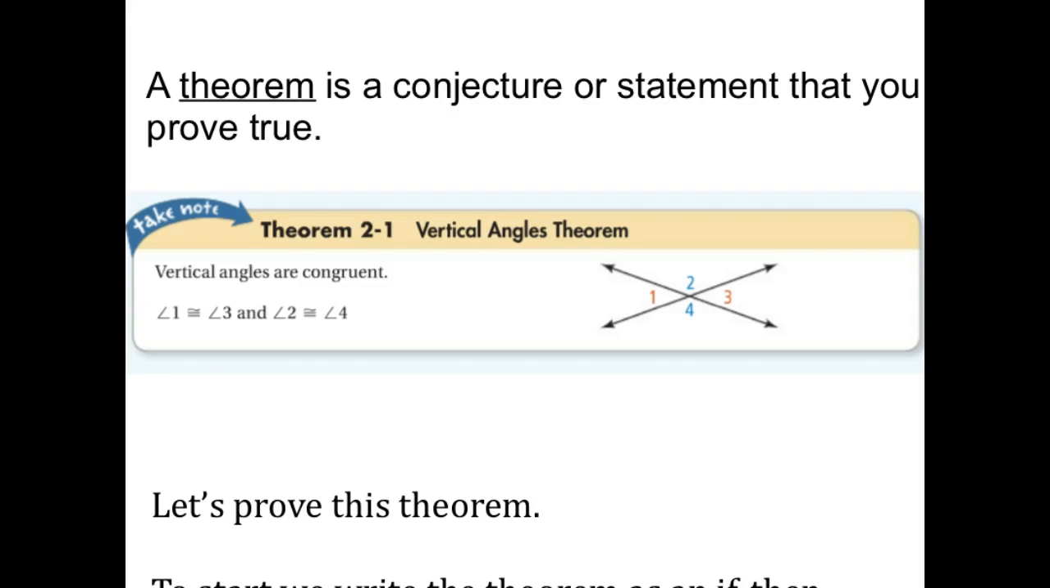So, we have this first theorem. It's a pretty big deal. It's called the vertical angles theorem. We abbreviate that often as VAT. It says that vertical angles are congruent. So in this diagram, angles 1 and 3, they're opposite each other in the X, so they're congruent. And angle 2 and 4, opposite of each other in the diagram, so they are also congruent. And so what we're going to do to start off with today is we're actually just going to prove that theorem.